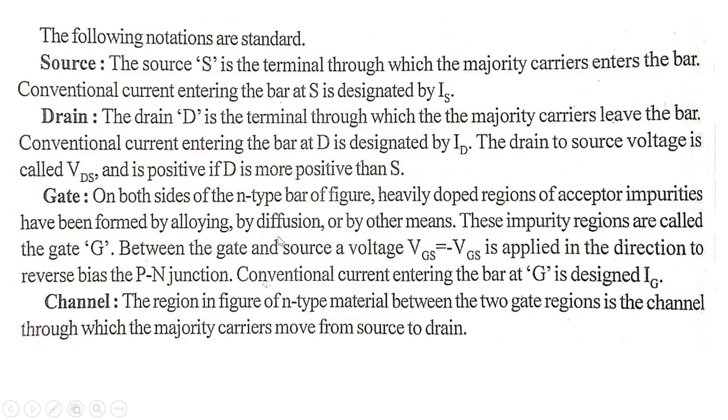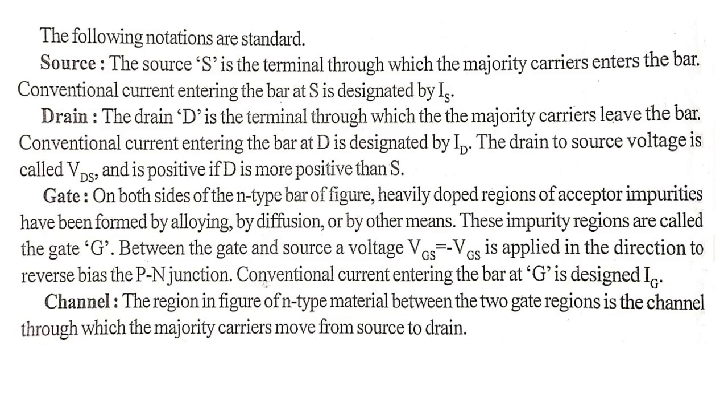The source S is the terminal through which the majority carriers enter the bar. Conventional current entering the bar at S is designated by IS. The drain D is the terminal through which the majority carriers leave the bar. Conventional current entering the bar at D is designated by ID. The drain to source voltage is called VDS and is positive if D is more positive than S.